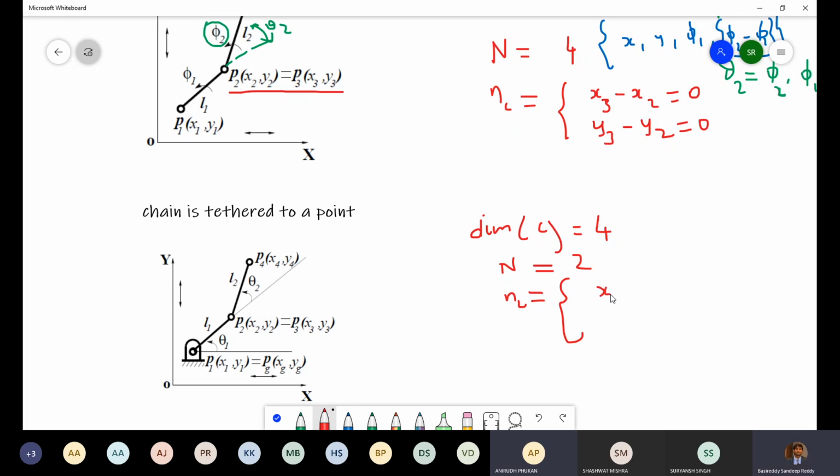Yeah, so x1 minus xg is 0. y1 minus yg is 0. These two constraint equations give these 2 degrees of freedom. And now tell me, what are these 2 degrees of freedom? Theta 1 and theta 2 represent the 2 degrees of freedom here. Yeah, theta 1 and theta 2.